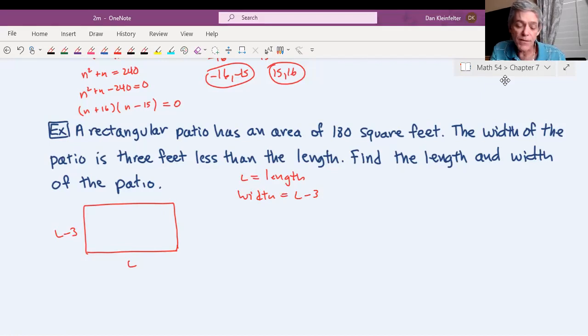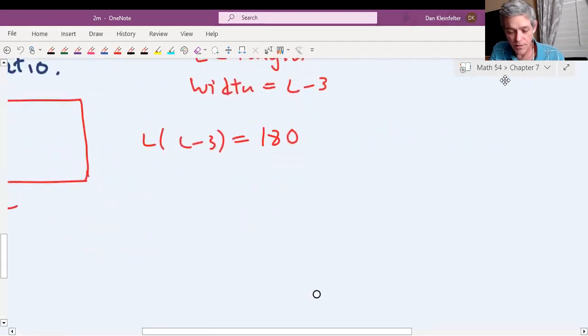Okay, so if it disturbs you how I labeled this, maybe you wanted this turned a quarter turn, whichever one you want to consider the length, the width is the other one, right? So if you like, turn your computer a quarter turn. Okay, so there's our rectangle. We know that the area is 180 square feet. So the area of a rectangle is the length times the width. So we'll have L times L minus 3. That's equal to 180. Okay, and so that gives us our quadratic equation that we can solve.